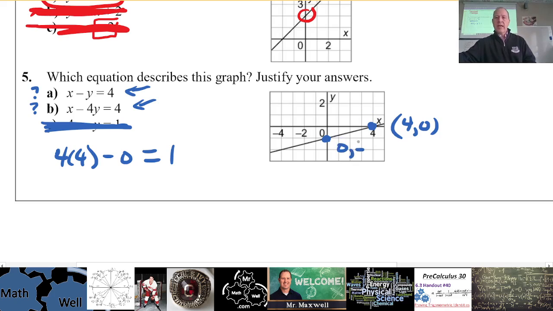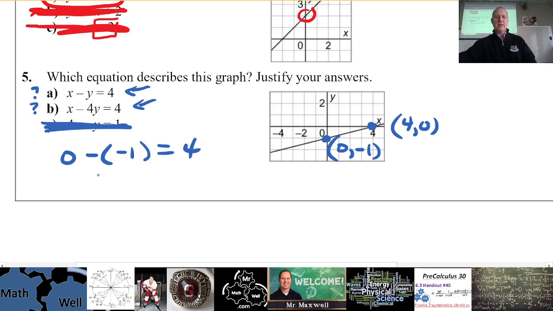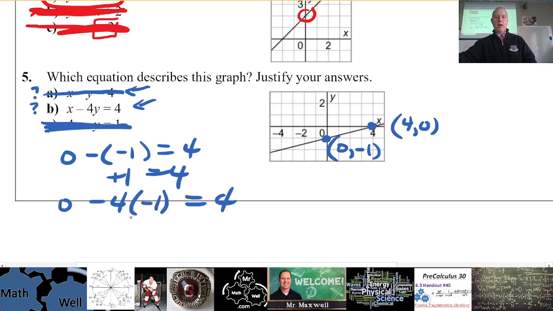This is 0, negative, looks like 1. Okay, you agree with me there? Yep. So which one of these A or B does 0, negative 1 work for? 0 minus negative 1. Does that equal 4? No. Positive 1 equals 4. That's a big no. So it looks like this is not going to be the one, but let's just check this anyway. So 0 minus 4 times negative 1 equals positive 4. That's a negative times a negative. 4 equals 4. Look at that. Boom, boom, boom, boom. We have a winner. It's B.